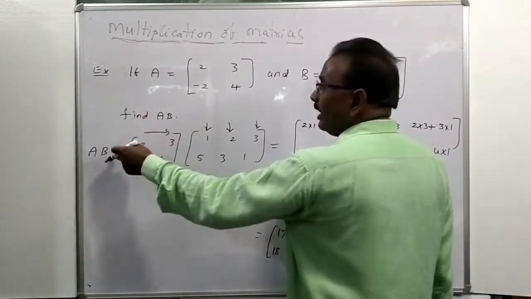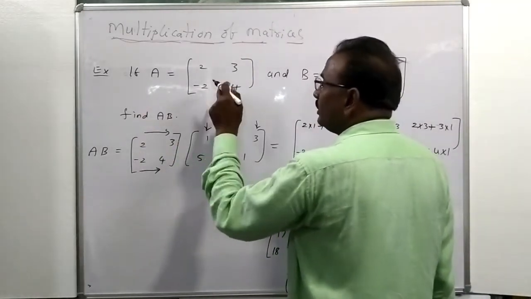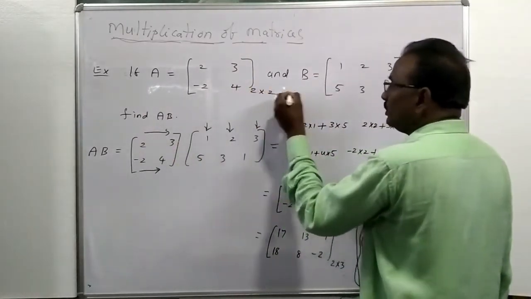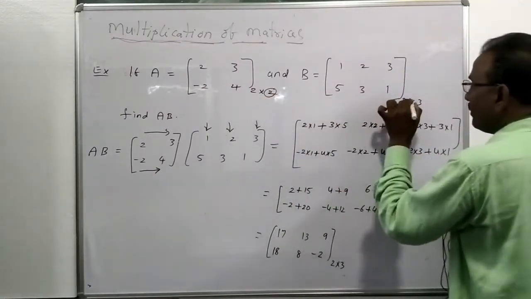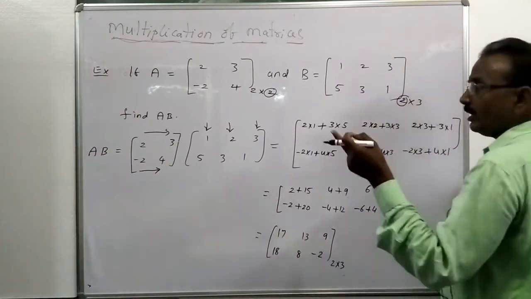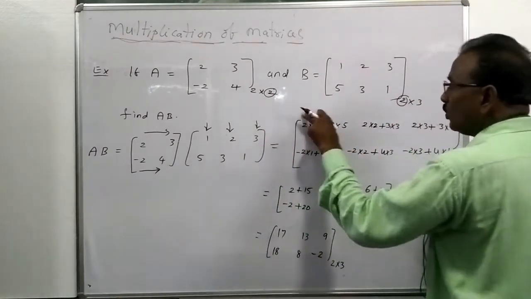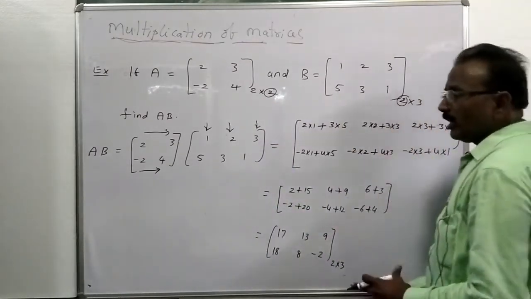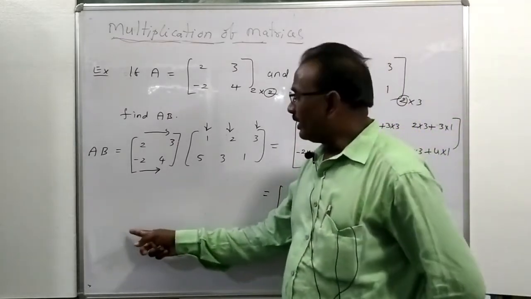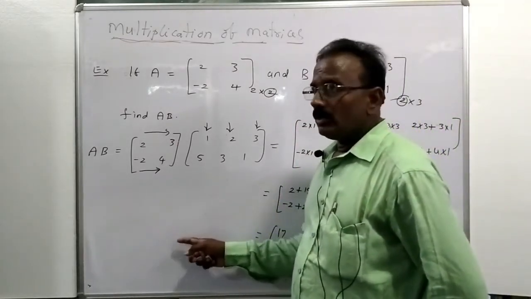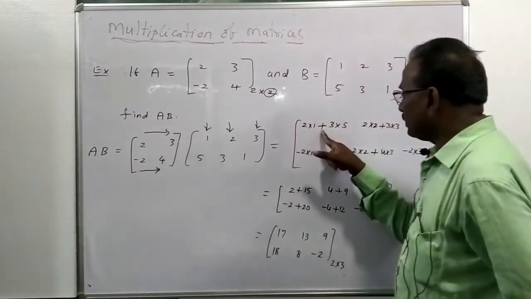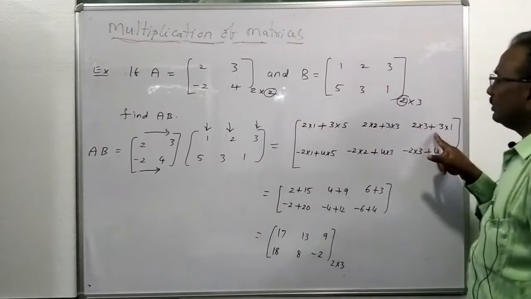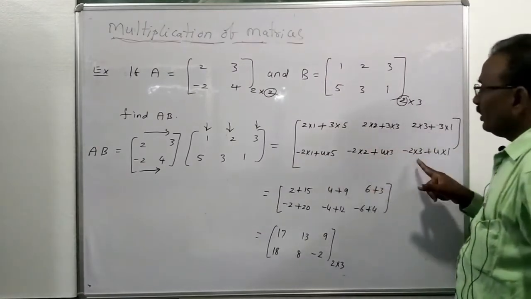So AB order is 2 by 2 and 2 by 3. If these two are the same, matrix multiplication exists, and the order of AB is 2 into 3. So a 2 into 3 matrix contains A11, A12, A13, A21, A22, A23.